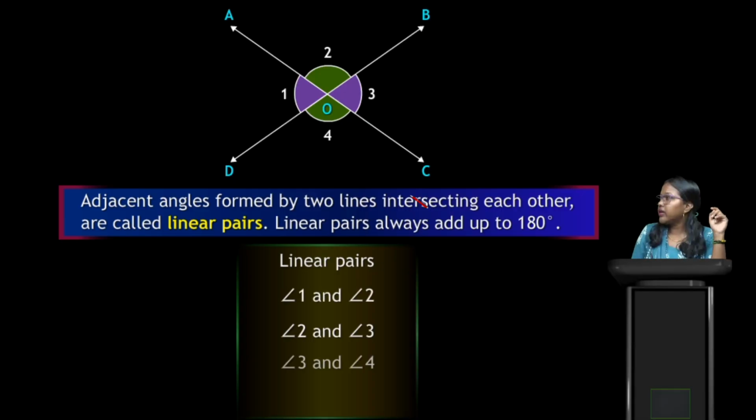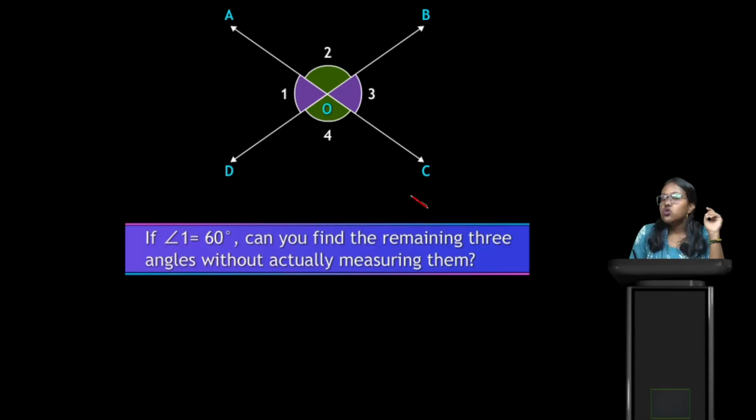So here what are the linear pairs? In total we can see 4 linear pairs. 1 and 2 are a linear pair for straight line DOB. Then 2 and 3 are a linear pair for AOC. Again 3 and 4 are a linear pair for straight line DB. And another one is 1 and 4.